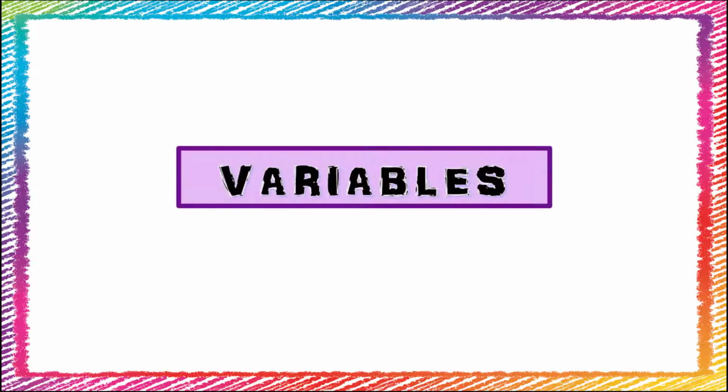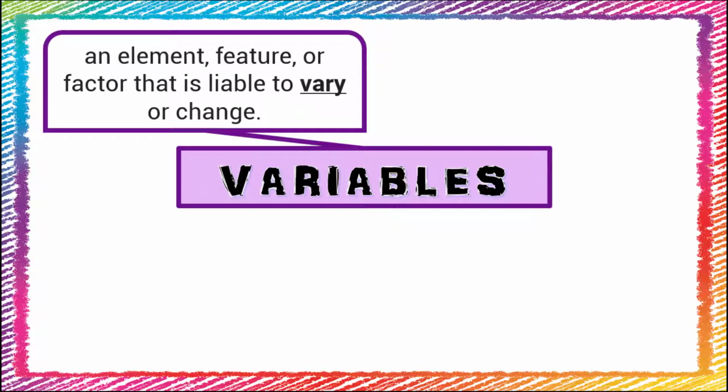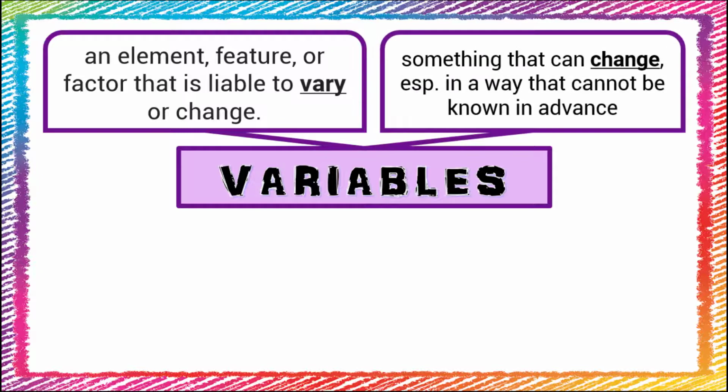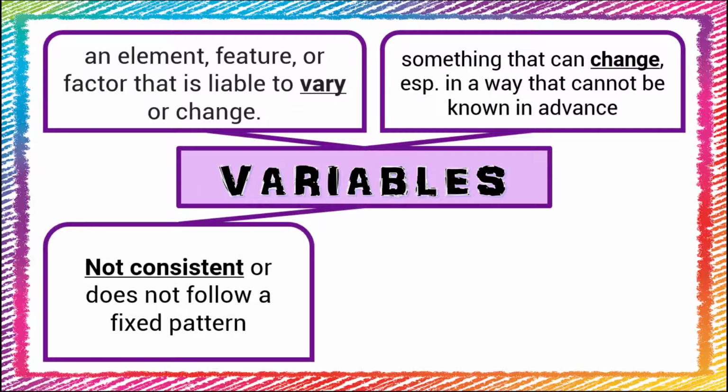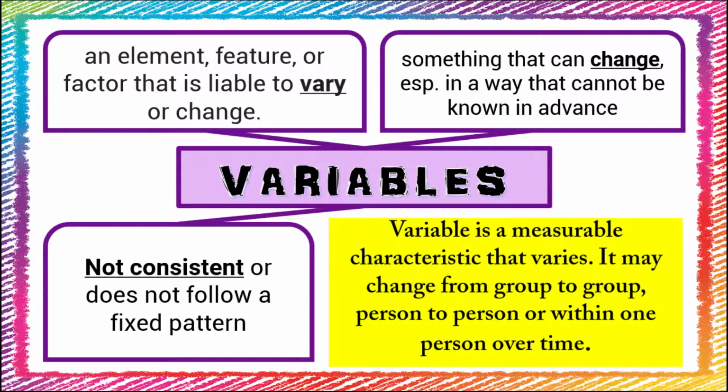By definition, a variable is an element, feature, or factor that is liable to vary or change. It is also something that can change, especially in a way that cannot be known in advance. It is not consistent or does not follow a fixed pattern. Therefore, we can conclude that a variable is a measurable characteristic that varies. It may change from group to group, person to person, or within one person over time.